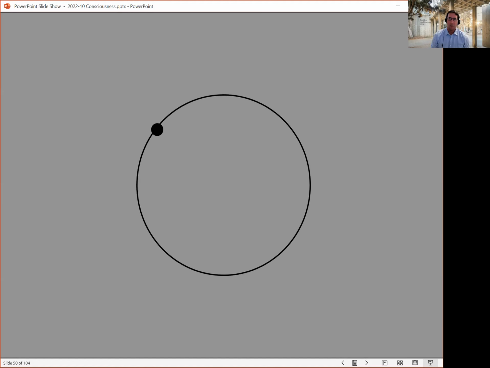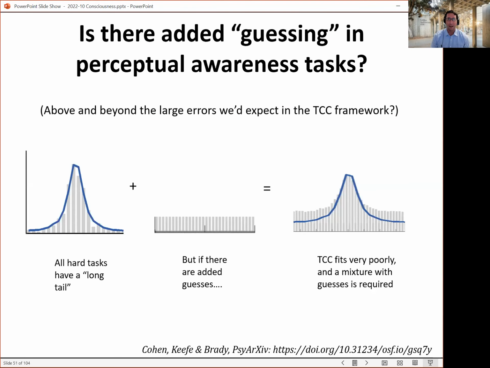Okay, so in this situation, what would we expect to happen? Well, what I've just finished explaining to you is that it has to be the case that there are some large errors, that there is some long tail of errors. All hard tasks are going to have far away errors, and that's just the nature of orientation representation, or any stimulus representation that's high dimensional. And so the TCC model basically says, if there was no guessing going on here, if everybody saw every trial but just with a different amount of noise, this is what the data should look like.